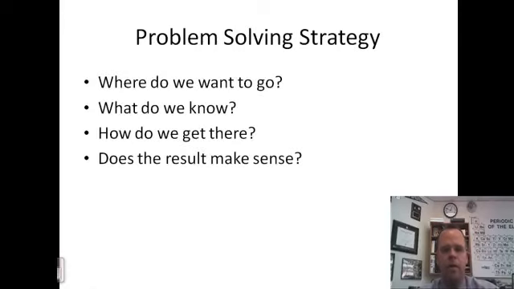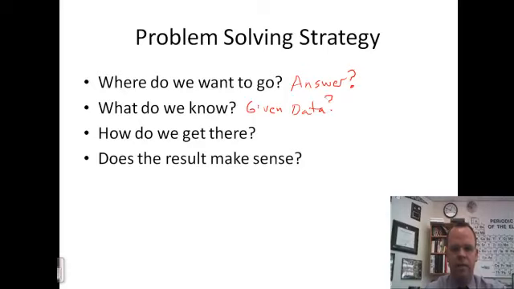When you're thinking about problem solving, you should think about four basic questions. Where do we want to go with this problem? What are we trying to find? What is the answer we are looking for? What do we know? What is the given data?